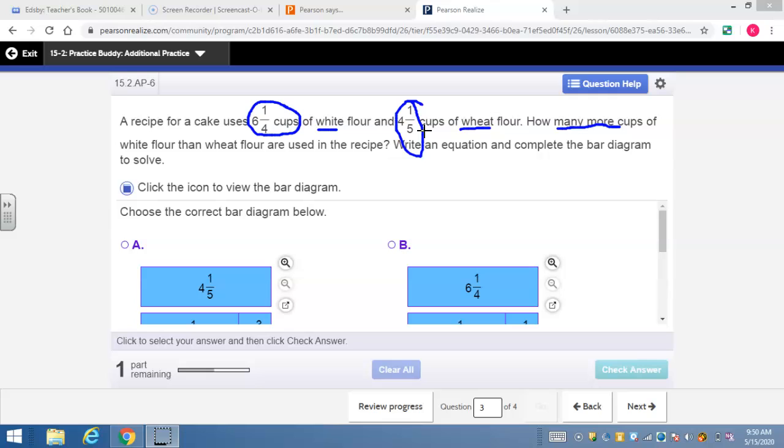You can do this a couple of different ways. When I'm comparing, I like to subtract. You could do that, or you can, again, look at these different bar diagrams below. So let's look at our answer choices.